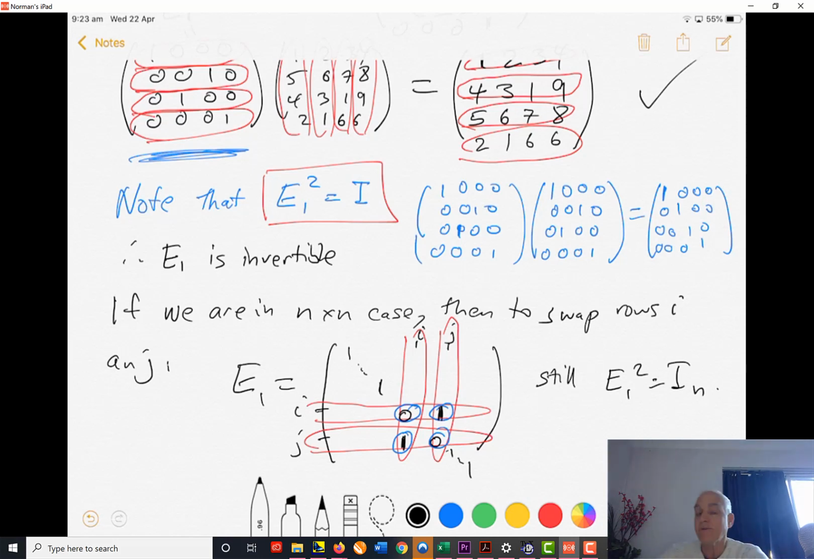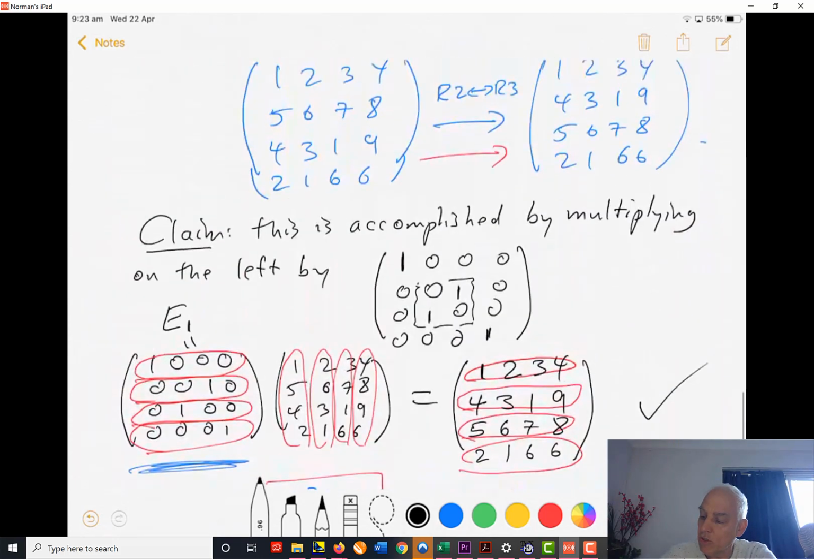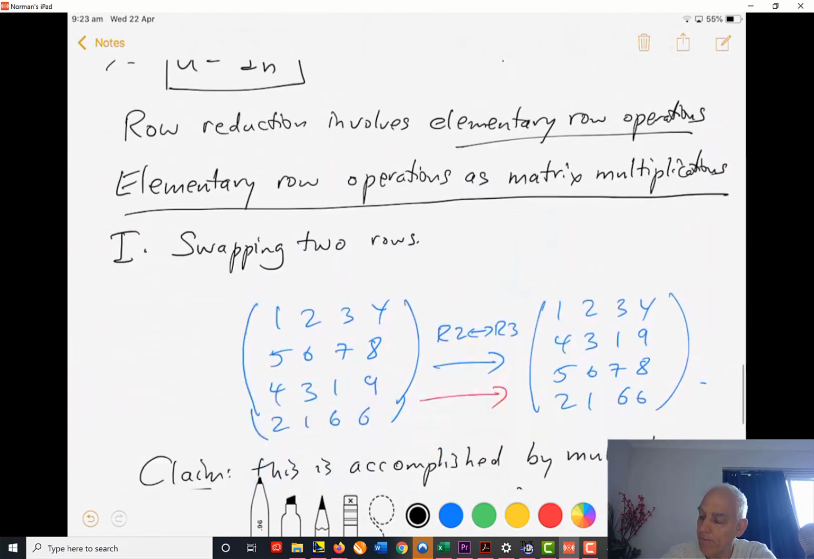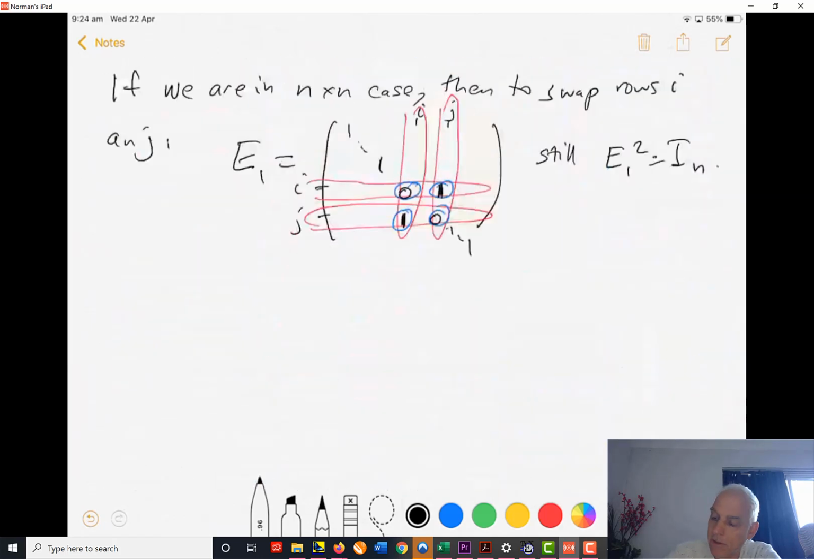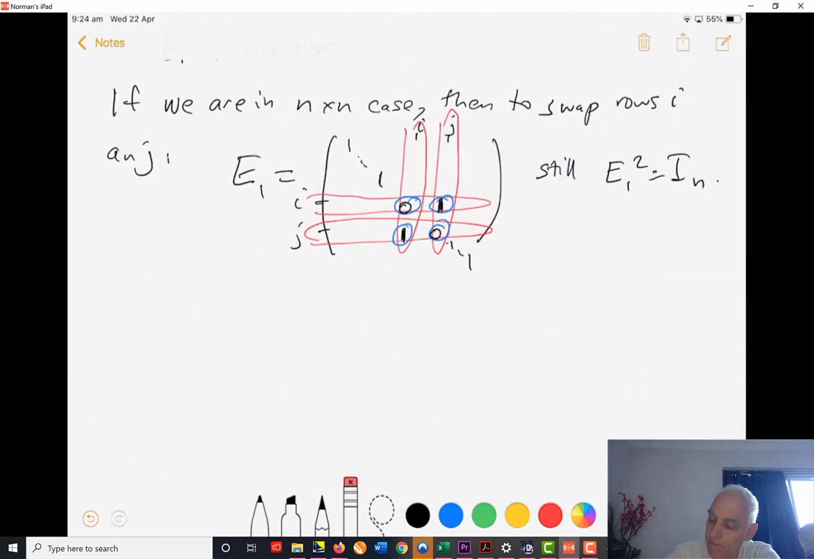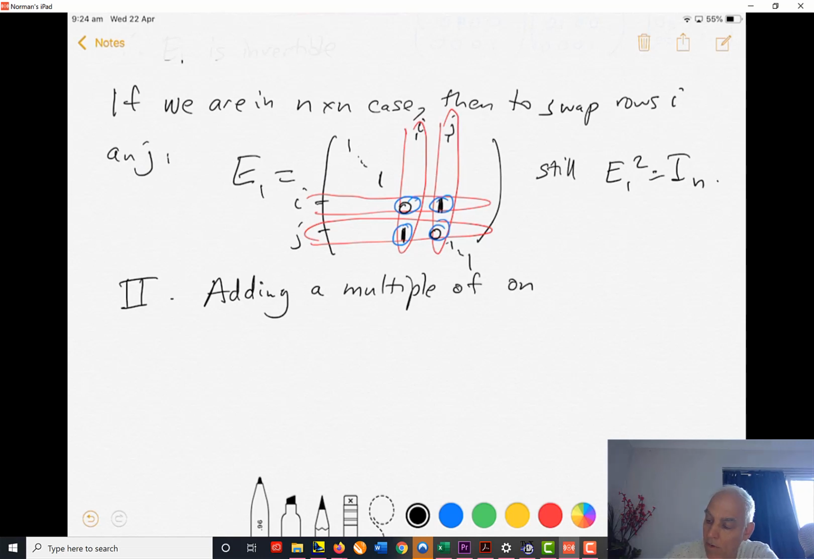Great. So we have now dealt with the first kind of elementary row operation, which is to swap two rows. Now, what about adding, say, a multiple of one row to another?